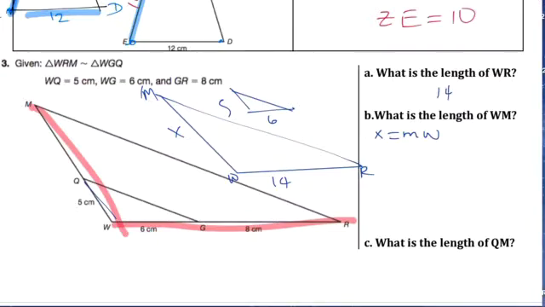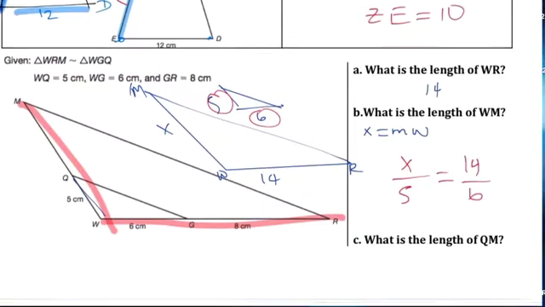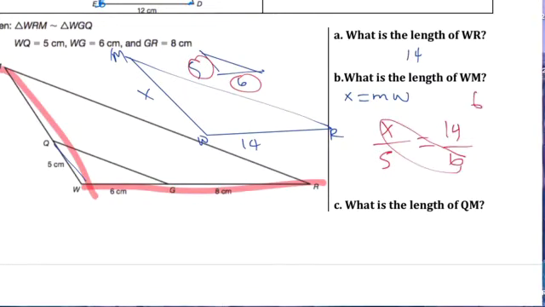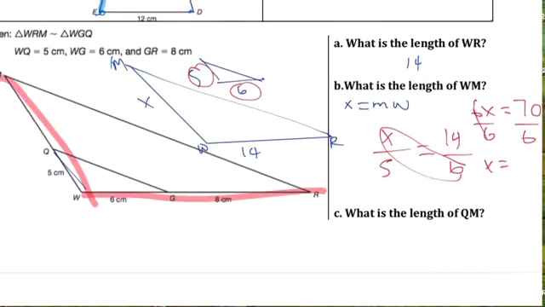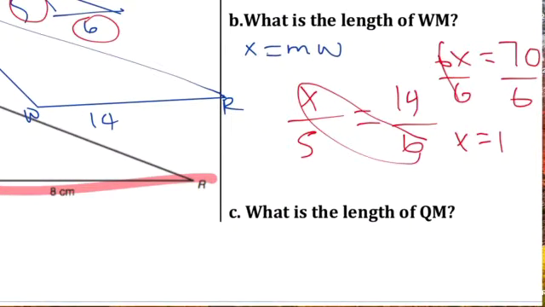So X corresponds to this 5, equals to 14 then corresponds to the 6. Multiply diagonally, 6x equals to 70, right? Divide by 6. X is equal to, goes in once, 1 with remainder of 4 over 6. X is 11 and 2/3, right? 66 plus 4 is 70, yes.